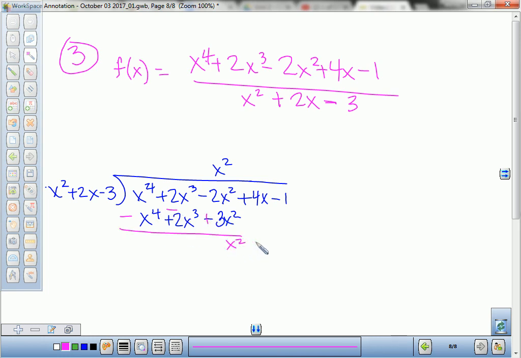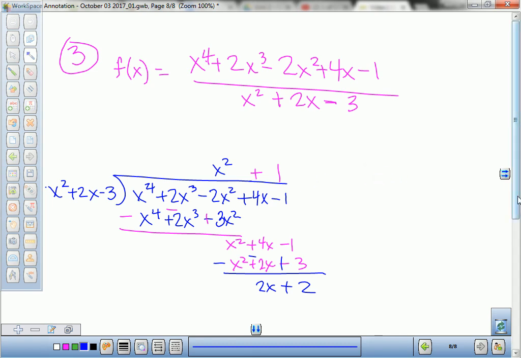Okay, so now we've got an x squared plus 4x minus 1. So what do we multiply by? Just 1. So that gives us an x squared plus 2x minus 3. Now what do we do? Change signs. Cancel. So this gives me 2x plus 2. Is that a remainder? Yes, that is our remainder.